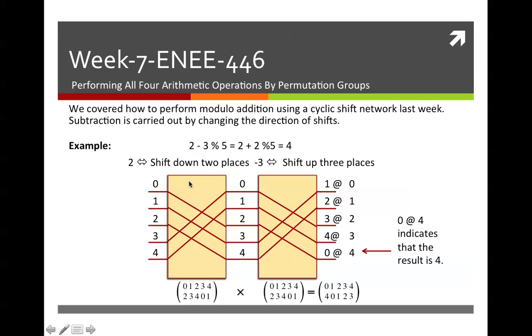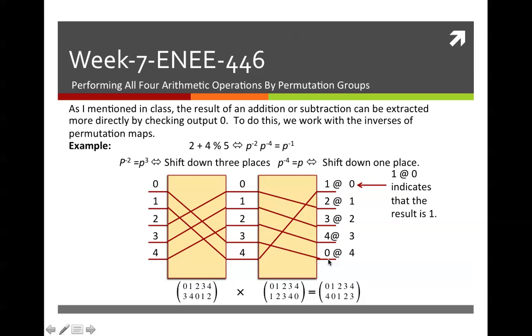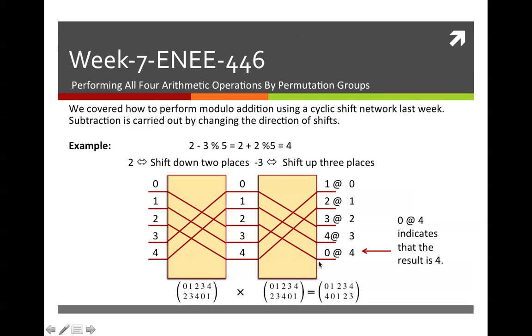So 2, as before, is going to be simply shifting something down by 2 places. No shift, 1 shift, and 2 shift is what I do. For this minus 3, I'm going to shift up 3 places. So if I didn't shift, and if I shift once, I would have come down here. And if I shifted a second time, I would have come down here. And if I shifted a third time, I would have been here. And that's what I end up doing. So no shift, 1 shift, 2 shift, and 3 shift.